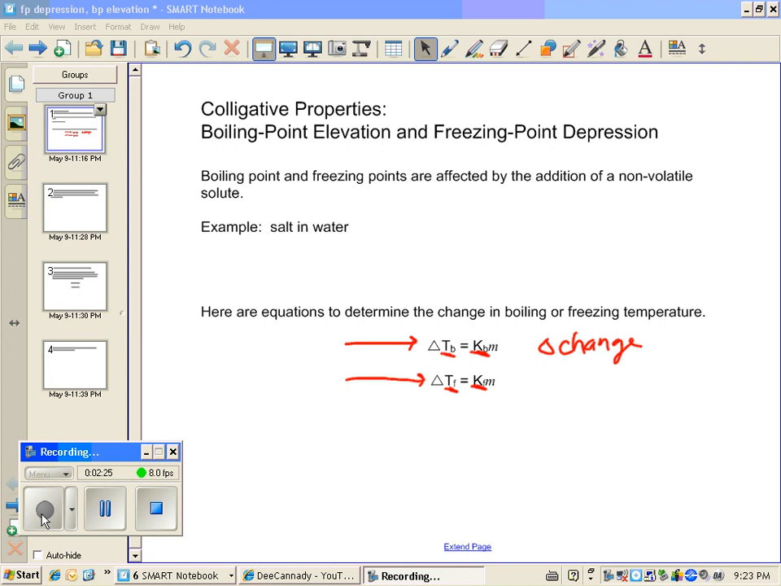The same thing happens to the boiling point, but instead of getting lower, the boiling point gets higher. Using water as an example, if the boiling point of water is 100 degrees Celsius and you add something to it, salt, sugar, some kind of solute, then instead of boiling at 100, it may boil at 101 or 100.5 or something like that.